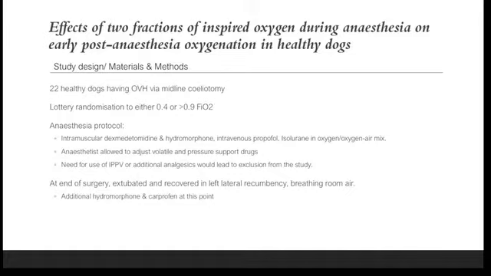The anaesthetist in charge of the case was allowed to adjust the volatile agent to maintain appropriate anaesthetic depth and give pressure support drugs if required. However, a situation requiring additional analgesic agents or the use of mechanical ventilation would lead the dogs to be excluded from the study. At the end of the surgery, the animals were extubated and recovered in left lateral recumbency, breathing room air, and additional analgesics were given at this stage. And prior to abdominal closure, they took their first arterial blood sample.